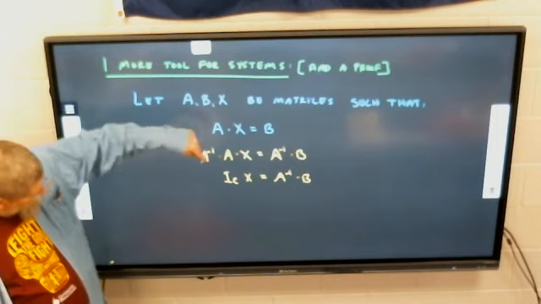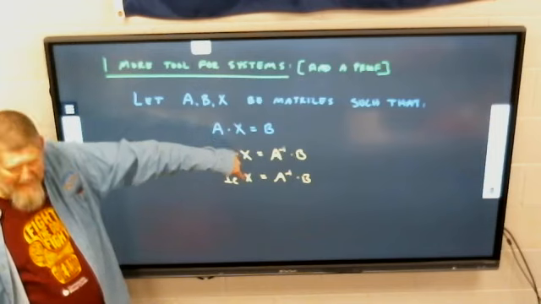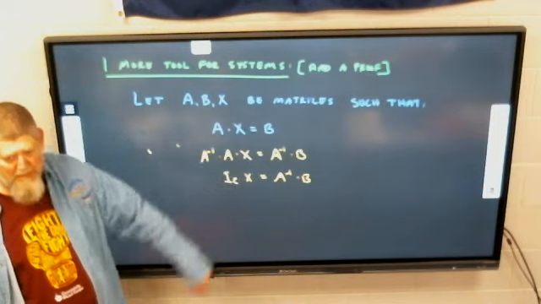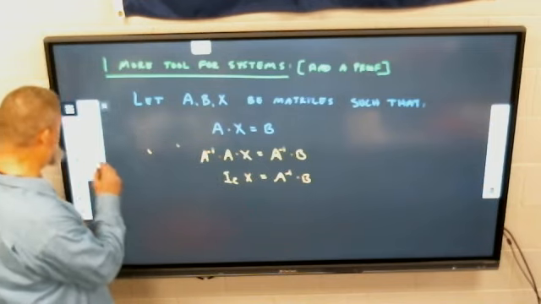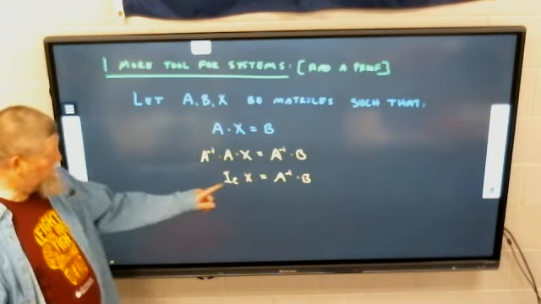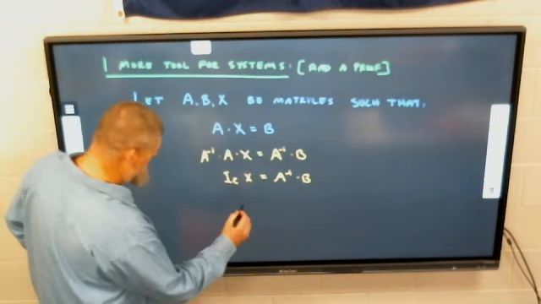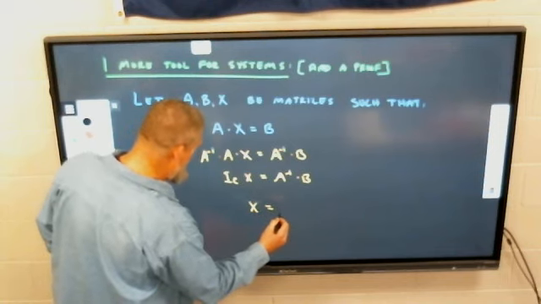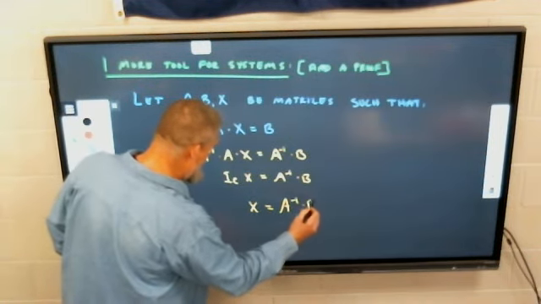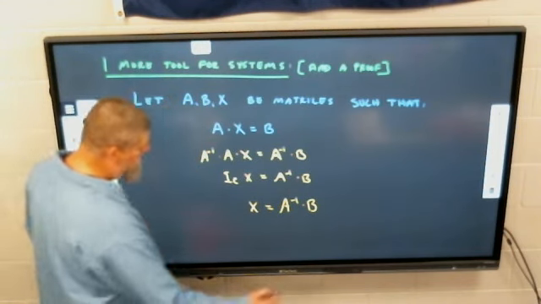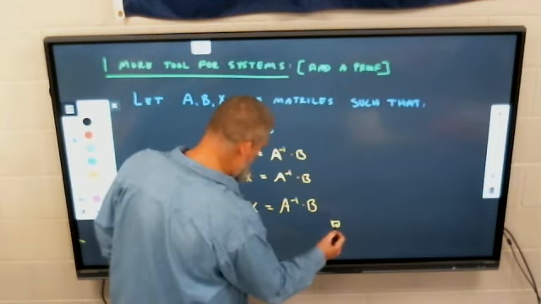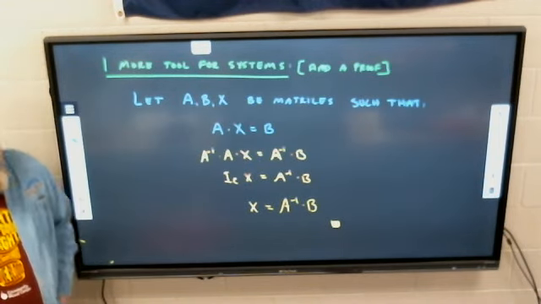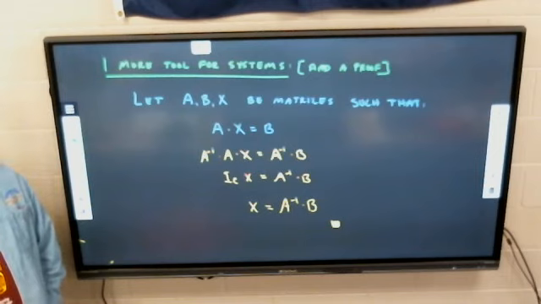Now, the identity times X is always going to be what? The same as it was before, which is X. So we know then that X is going to equal the inverse of A times B. And there's my proof. We've just solved for X.